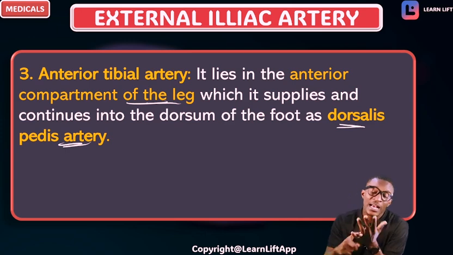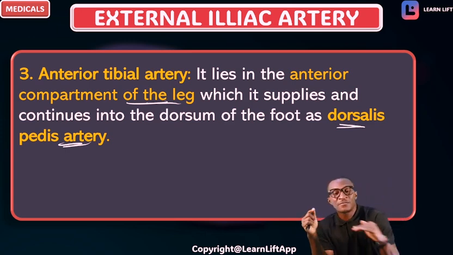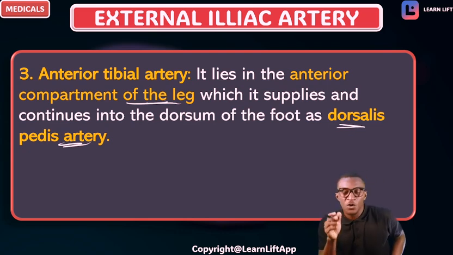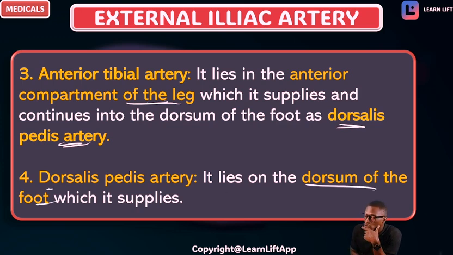Retinaculum. I take that again. At the malleoli, or you say at the ankle joint, or you say after the what? The inferior extensor what? Retinaculum. Now look at it. The next, what do we call it? After that point, it now becomes the what? The dorsalis pedis artery. The dorsalis pedis artery will supply the dorsum of the foot.